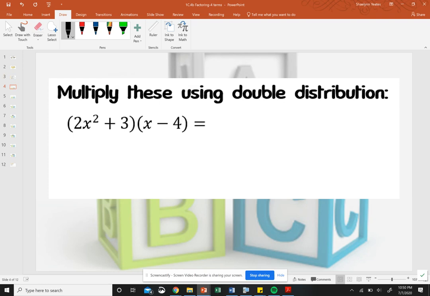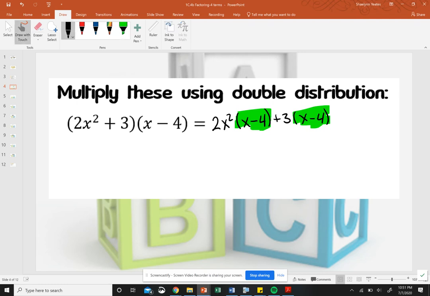All right, we're going to multiply these using double distribution. Meaning we're going to have 2x squared times the x minus 4, and then we're going to have the 3 times the x minus 4. Notice that the x minus 4 repeats twice here, but it doesn't repeat twice when we have it written in that multiplication form. It's because that x minus 4 has been factored out.